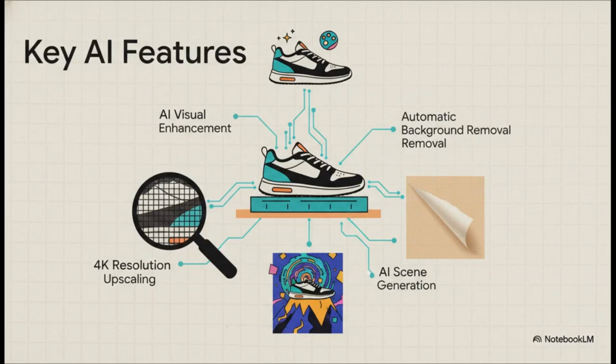So what's the actual AI magic happening in the background during those few clicks? Well, it's doing all the grunt work for you. It's instantly ripping out the background, it's generating a completely new professional scene for your product, it's enhancing all the colors and lighting, and it can even blow up the final image to a super sharp 4K resolution. That's the tech that makes the 3-step process possible.